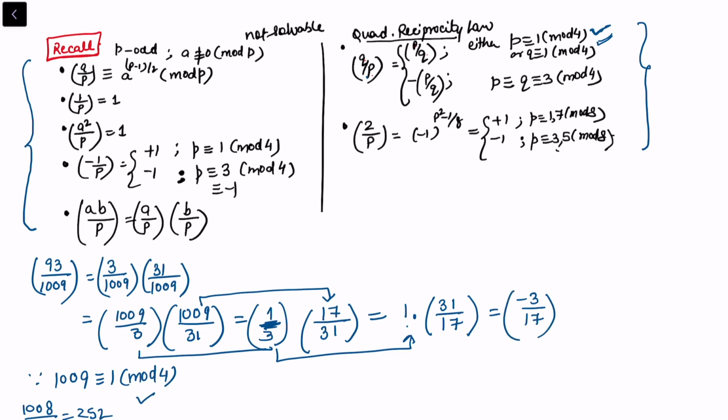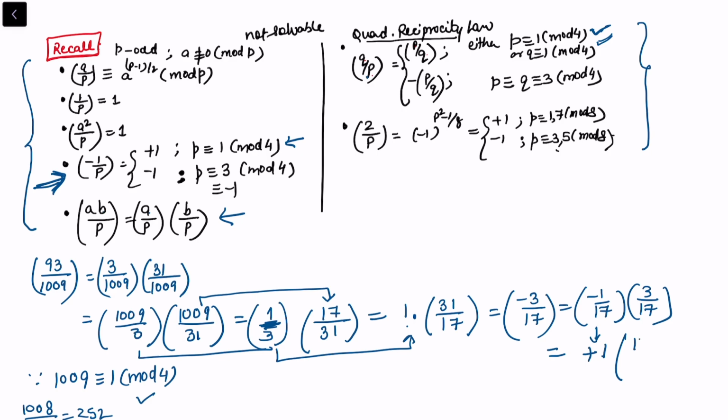As 17 twos are 34. So you can take minus 1 by 17 outside, and then we have 3 by 17. Here I am using this property: if you take a and b, the symbol can be split. Now we can take minus 1 by 17. You can look here, whenever we have minus 1 by P, if P is congruent to 1 mod 4, this is plus 1. If P is congruent to 3 mod 4, this is minus 1. Now 17 is congruent to 1 mod 4, so this is plus 1.